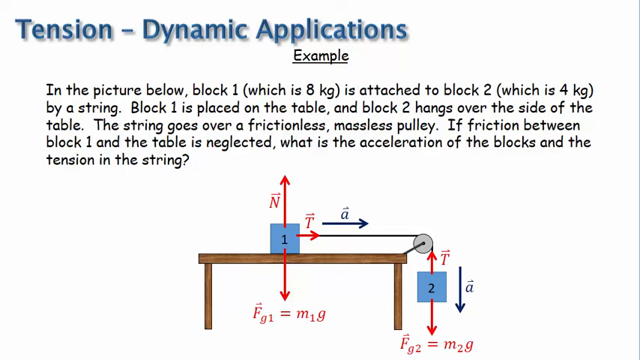If we define the coordinate scheme in the usual way, like this, the math turns out to be pretty tricky, because the acceleration for block 1 is in the positive x direction, and the acceleration for block 2 is in the negative y direction. This causes even seasoned professionals to make mistakes.